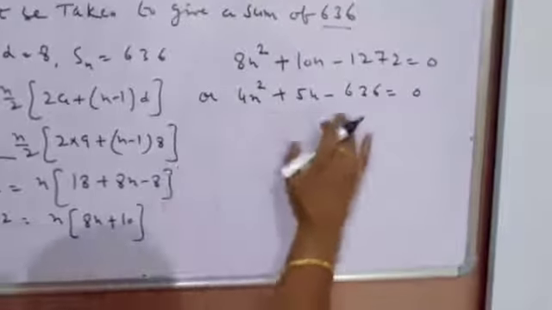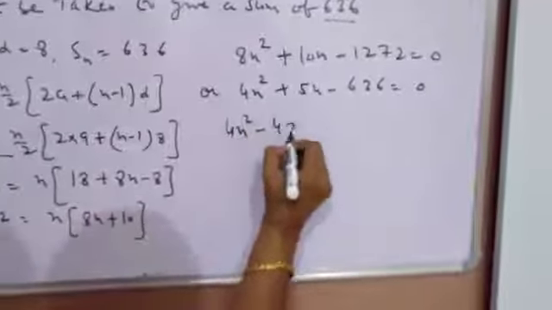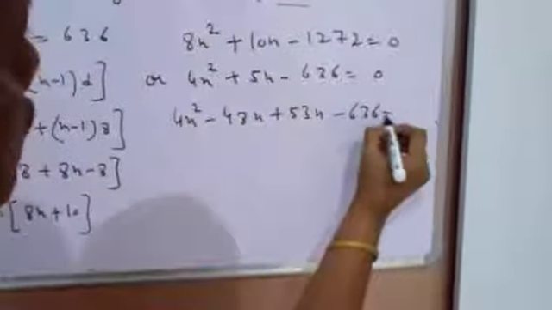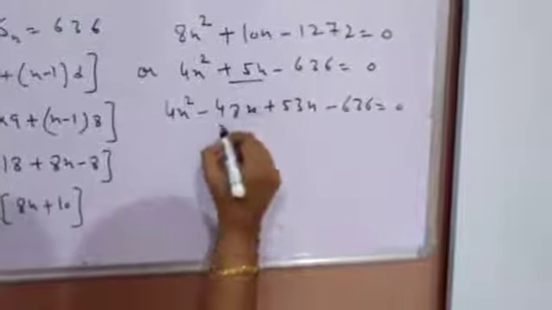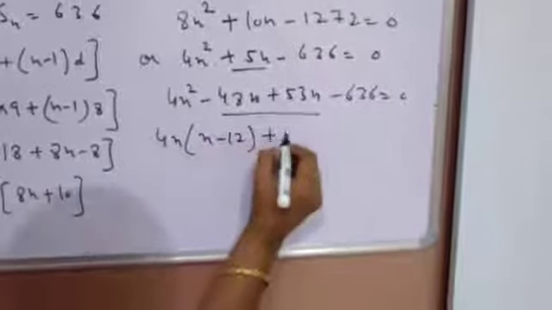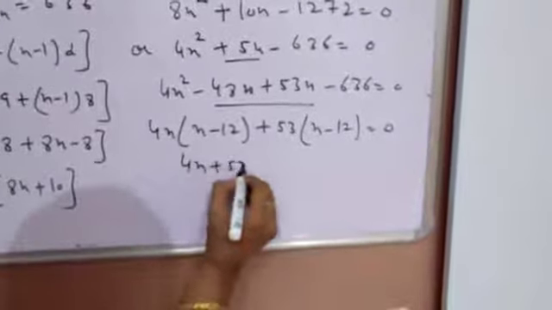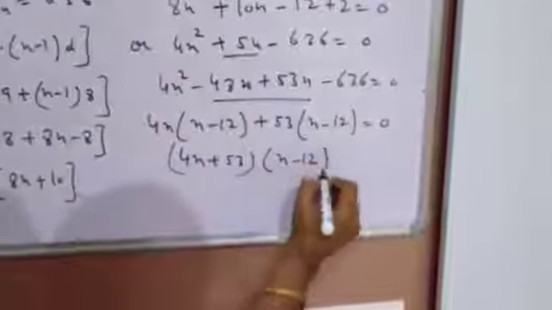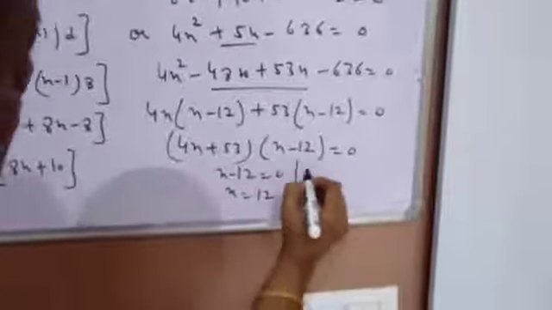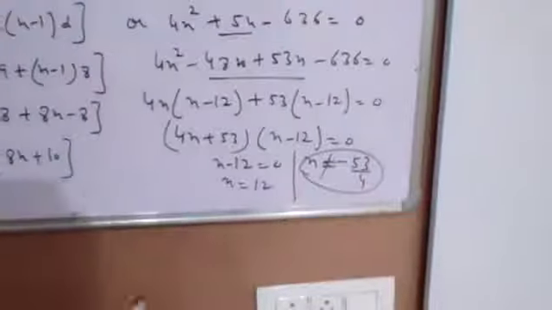Now you solve it either by the quadratic formula or by splitting the middle term. When you solve it by splitting the middle term, 5n can be split as minus 48n plus 53n. 4n common, n minus 12; 53 common, n minus 12. So 4n plus 53 into n minus 12 is 0. n minus 12 is 0, so n is 12, otherwise n is minus 53 by 4, and this answer is not possible.